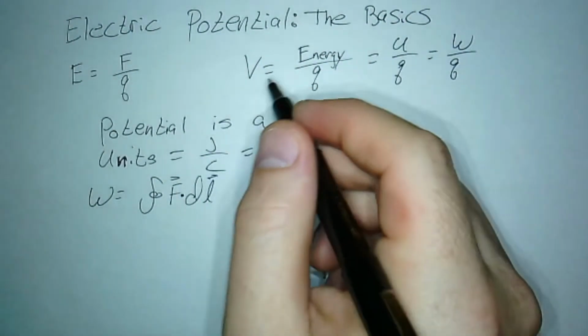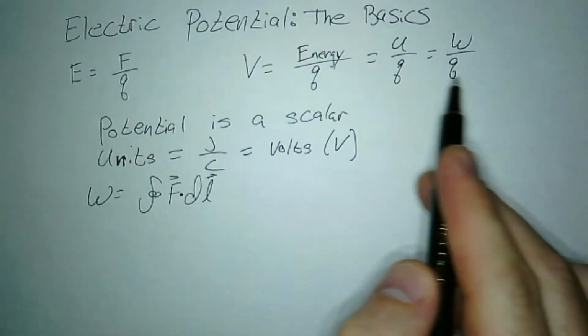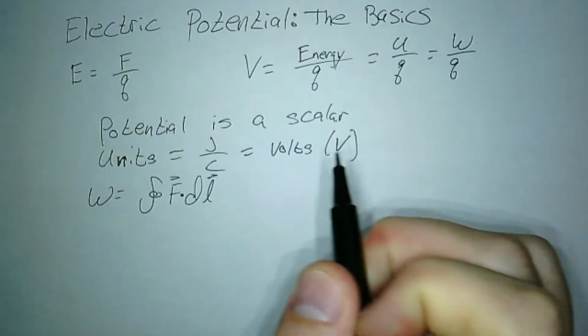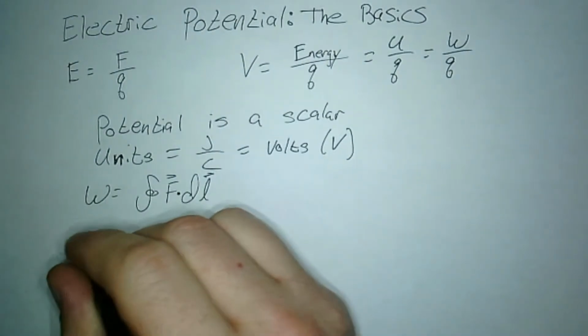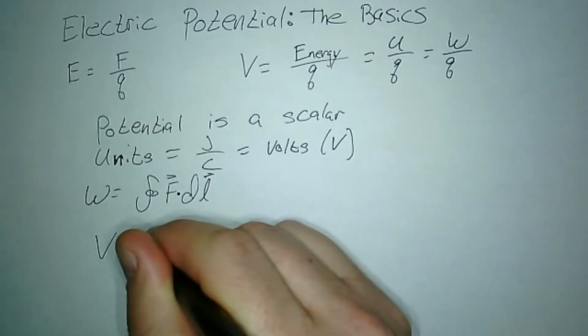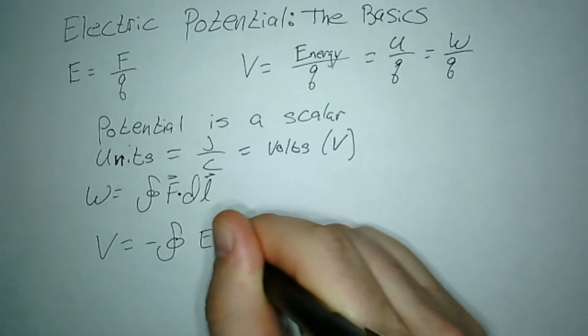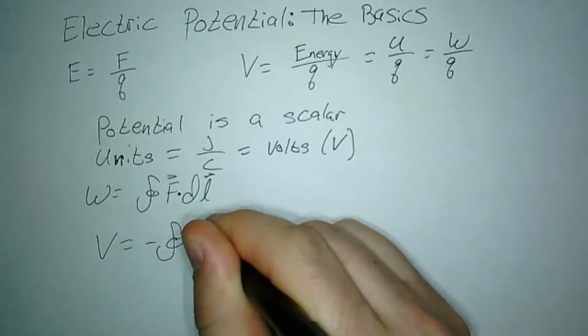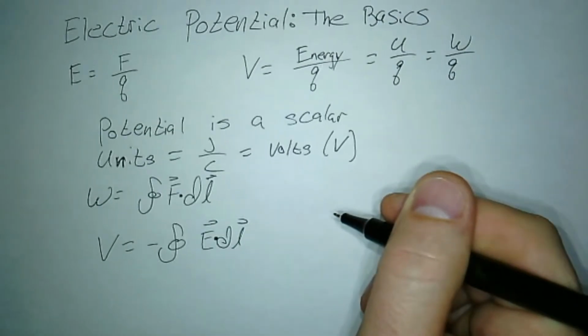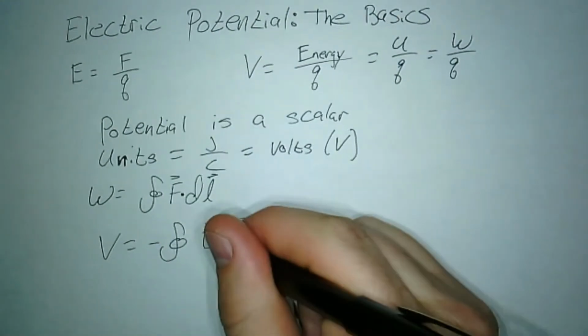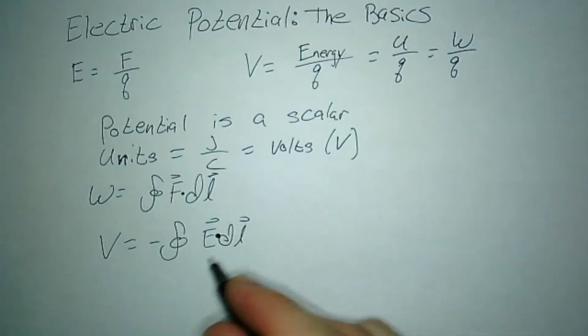So we're going to do something very, very similar here. We're going to use almost the exact same formula, and we're going to say that potential is equal to minus the path integral of E dl, or E dr, whatever you call it. And once again, it's a dot product, which is how we go from vectors to scalars.